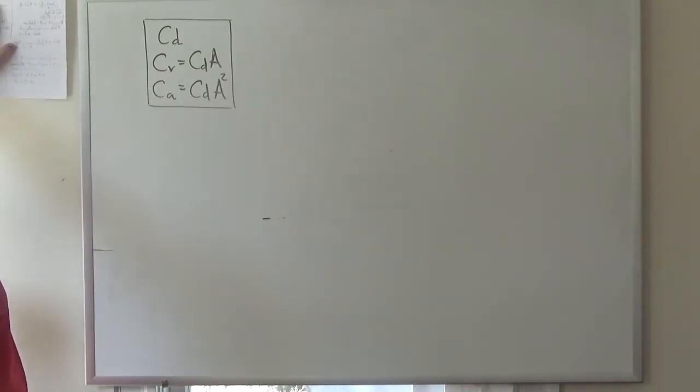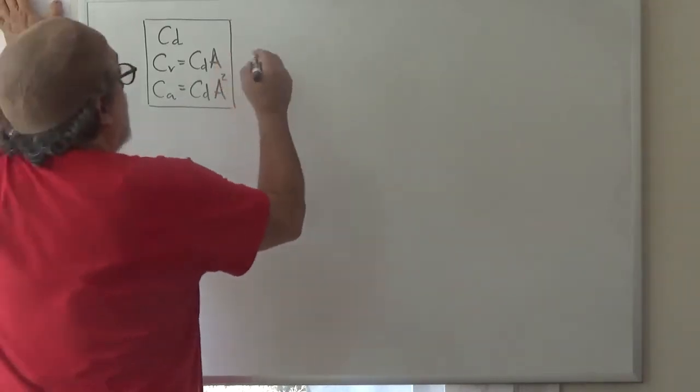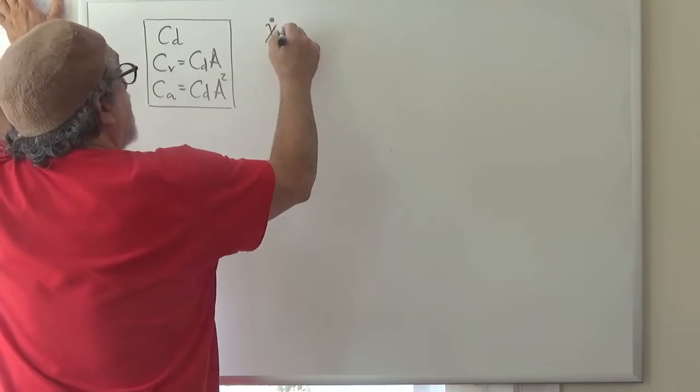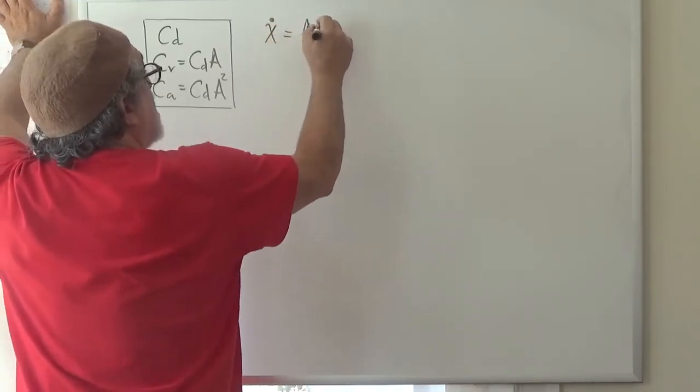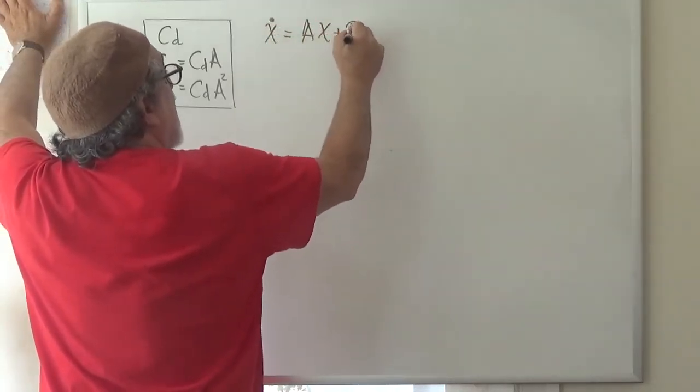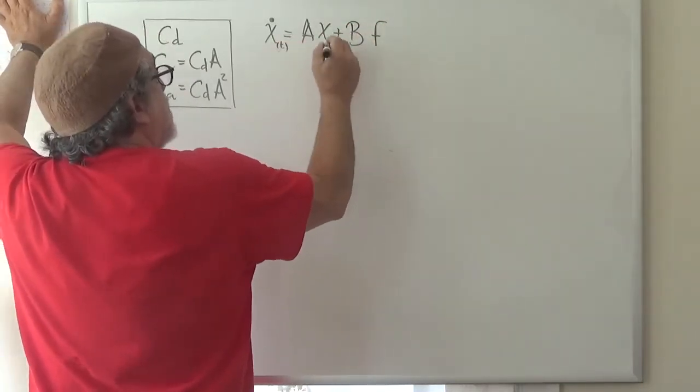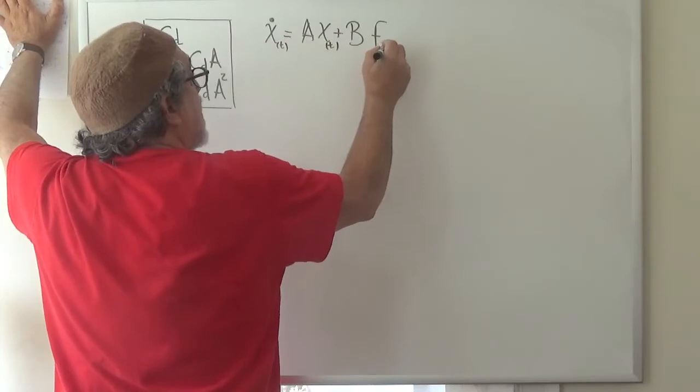So at this point, with those relationships, we go to our next step. And our next step is to take a Laplace transform of the state space equation. So again, here is the state space equation: X dot equals AX plus BF, right? Now let me put here time so it's explicit in this particular case.